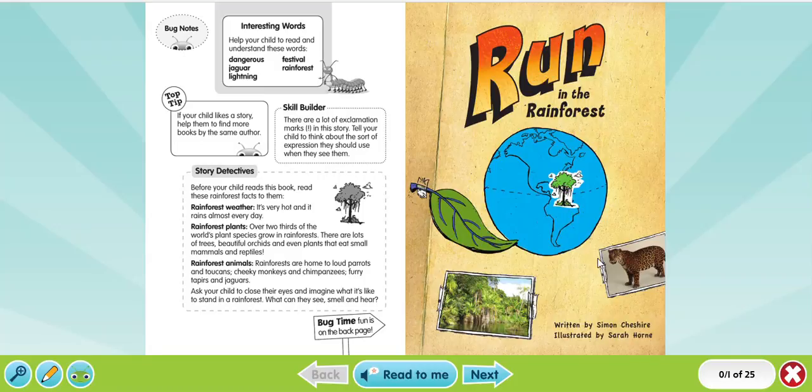Okay, now here we have a place where the rainforest is. So where do you think this is in the world? Is this Asia? Is this America? Is it Africa? Is it Europe? Which part of the world is this? I'll give you a few seconds to guess.